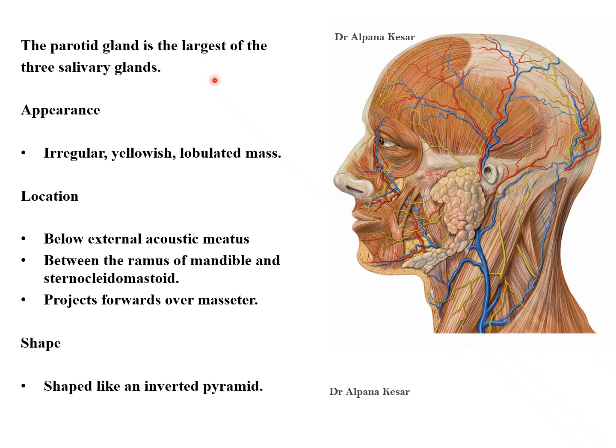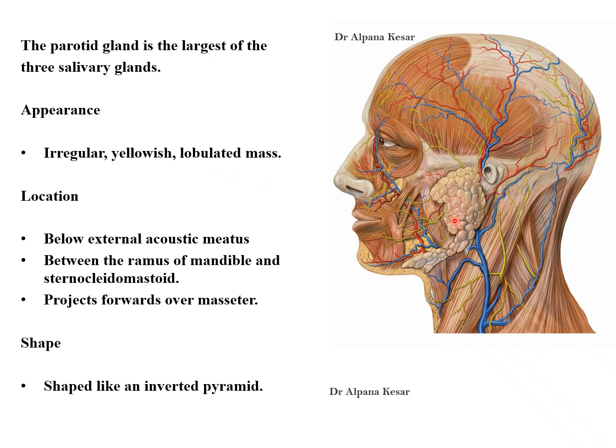The three main salivary glands are parotid, submandibular, and sublingual salivary glands. Out of this, parotid is the largest. It is irregular in shape, yellowish in color, and it is a lobulated mass.